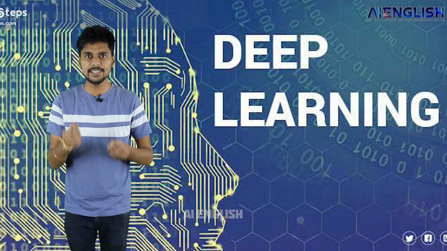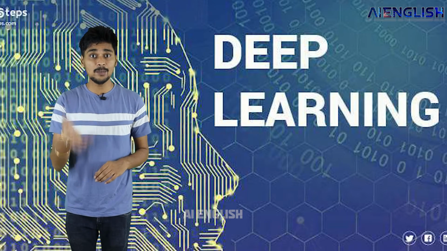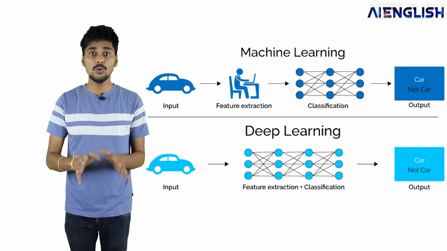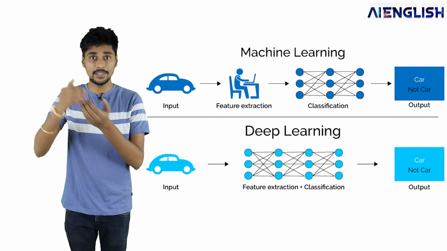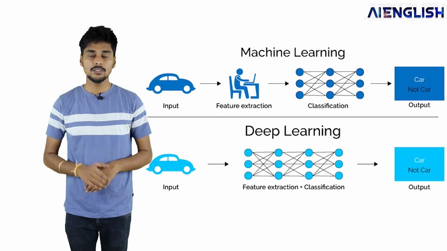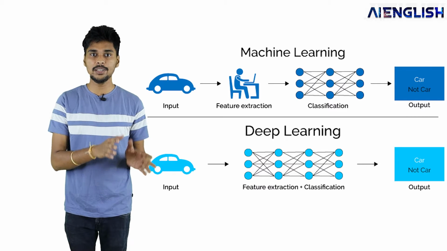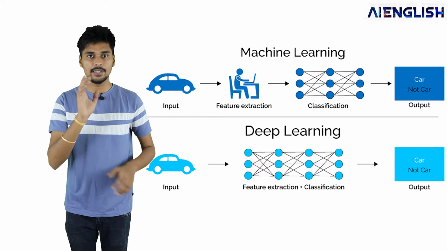What are the types in deep learning? Before we know about the types of deep learning, first we have to know what is deep learning and what is machine learning, and why we are going for the deep learning concept and the different types. So let me start with the difference between machine learning and deep learning with a general example.